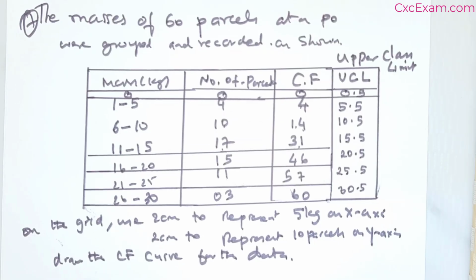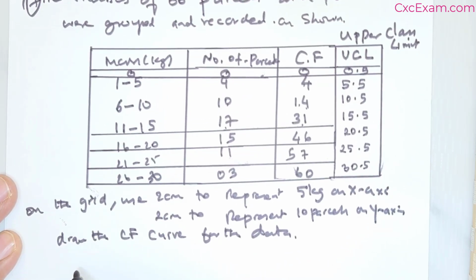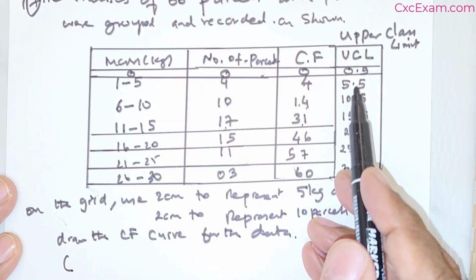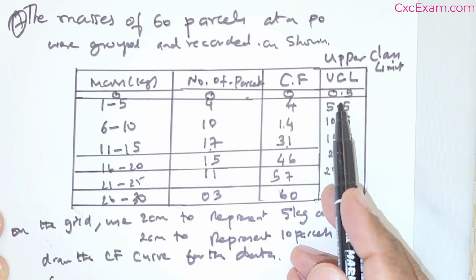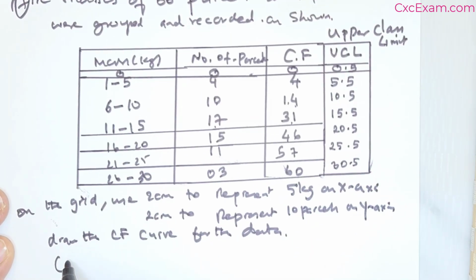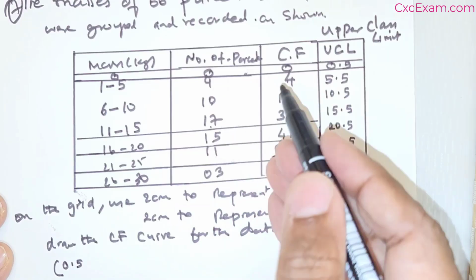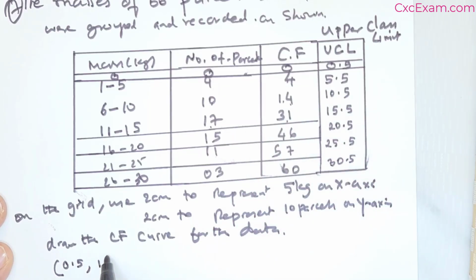Now to draw the graph, what you should do is set up the points. So first point is, I want to know the parcels which are about 0.5 kgs. Are there any parcels there? I look at the cumulative frequency, it's just 1.